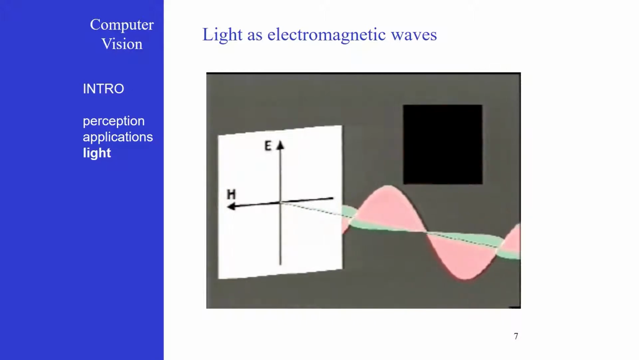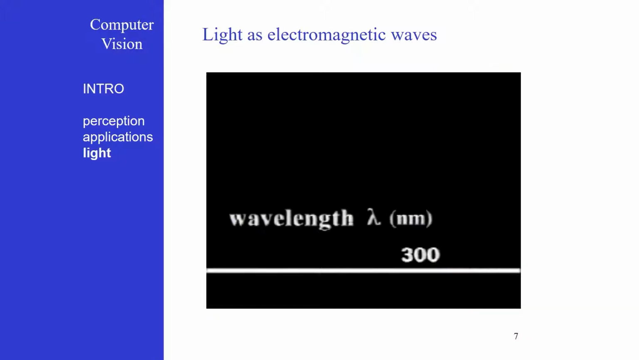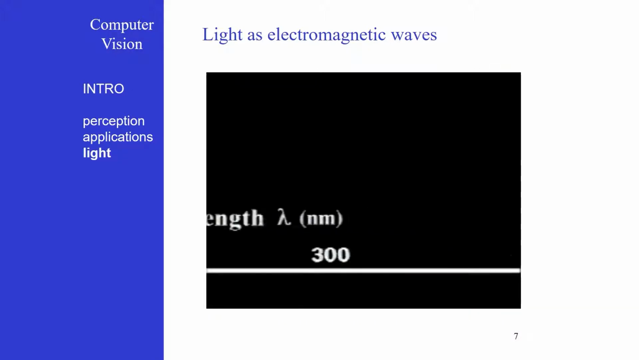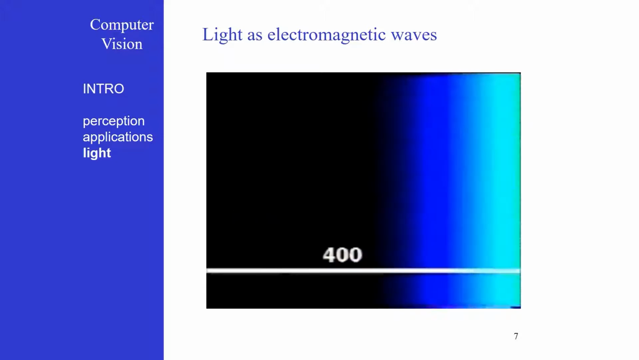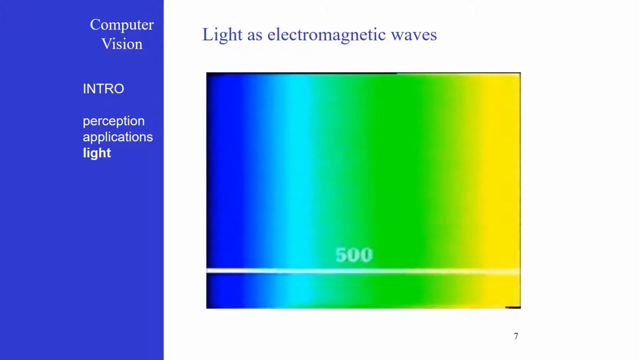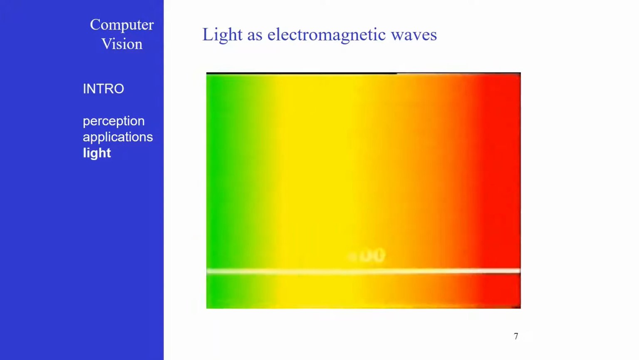The longer the wavelength, you get the more red. The shorter, the more green. You see that again. Very short wavelengths, bluish. And then longer and longer wavelengths getting more and more towards the red.